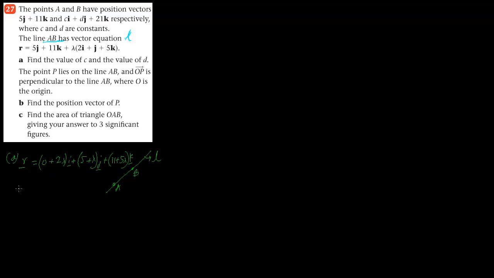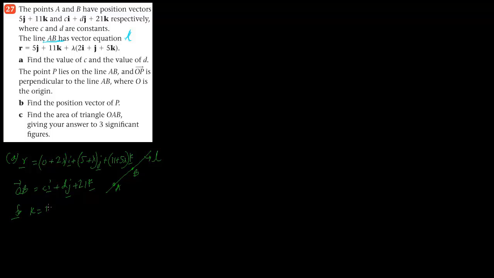So we have OB. So OB has Ci plus Dj plus 21k. We don't need OA over here because we know all the coordinates of OA, 5j plus 11k. But we are asked to find the value of C and D. So for that we are using this. We can find the value of C by comparing the coefficients. So for i equals i, C is unknown, j equals j, D is unknown, and k equals k, we can find the value of lambda.